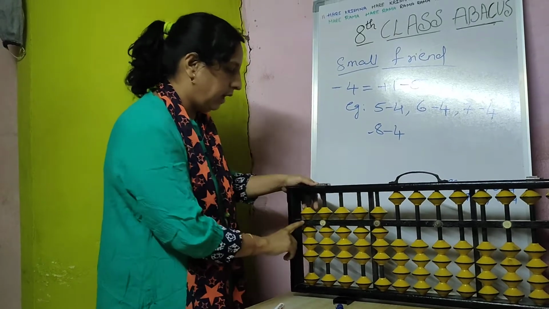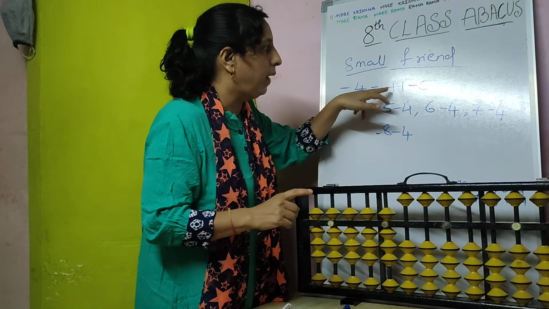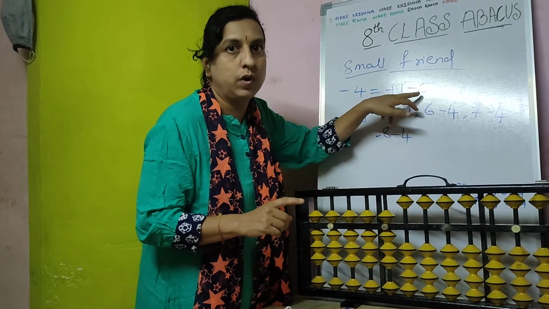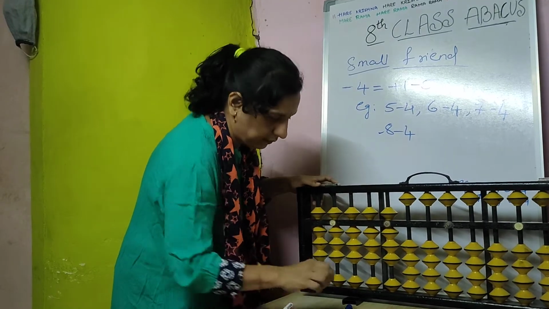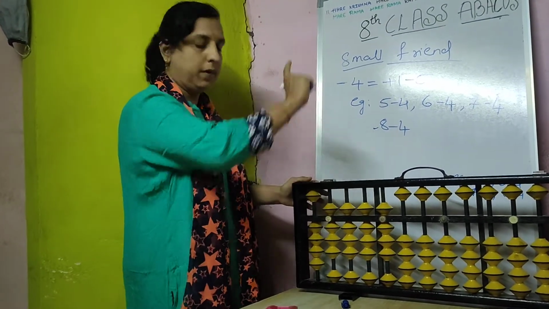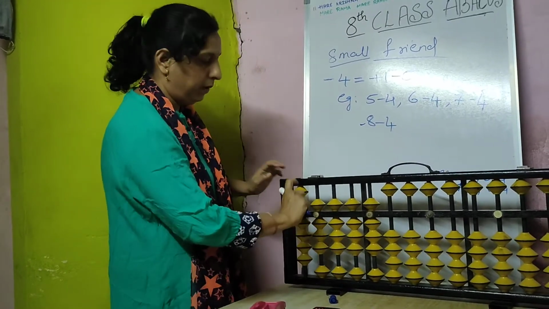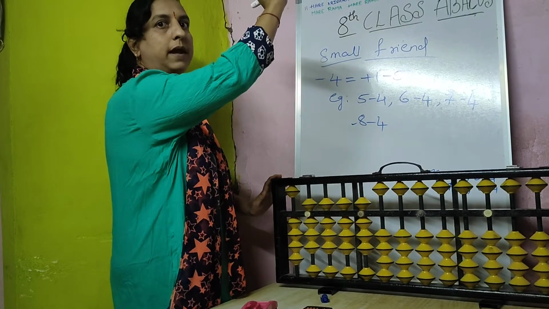At that time we have to remember the formula. Minus 4 is equal to plus 1 minus 5. So how to do this? Plus 1, we have to take up like this. Hold the pencil, plus 1 minus 5. Push this 5 up, plus 1. This also went up. This also went up. Our hand movement will go from down to up like this.